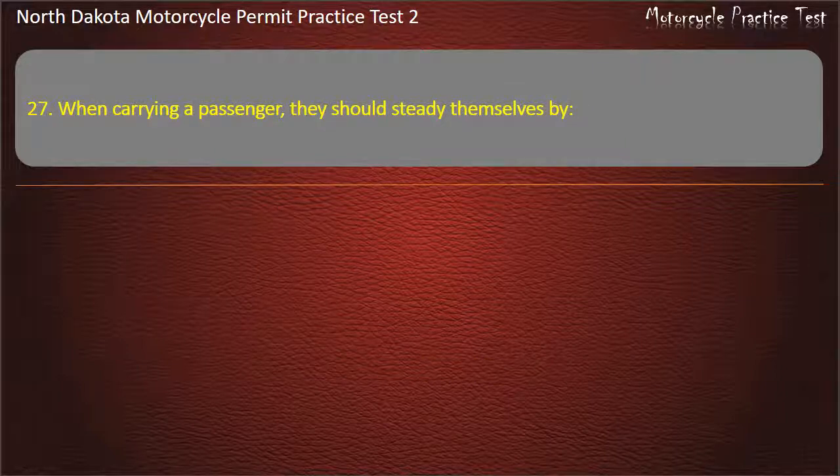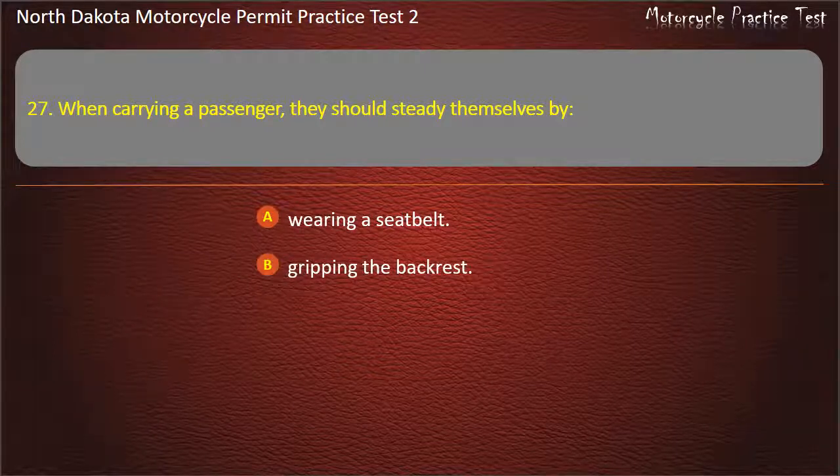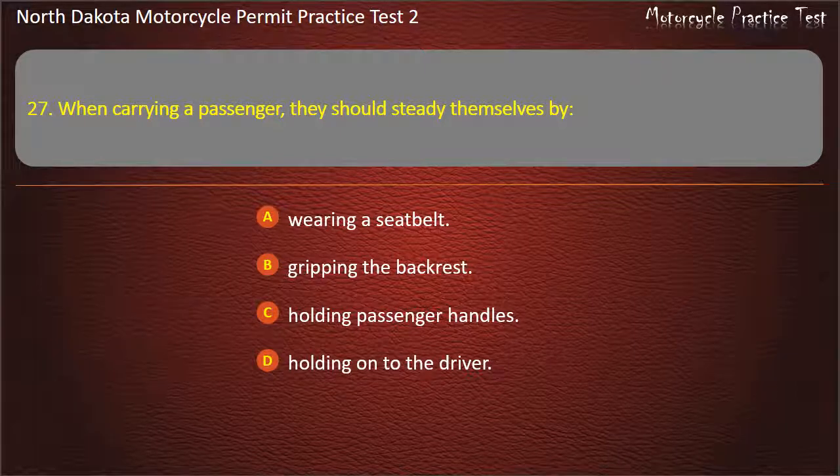Question 27. When carrying a passenger, they should steady themselves by: wearing a seatbelt, gripping the backrest, holding passenger handles, holding onto the driver. Answer: holding onto the driver.